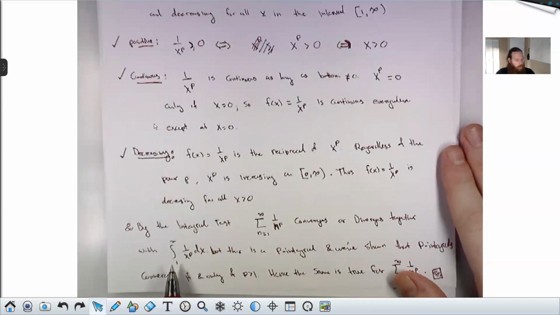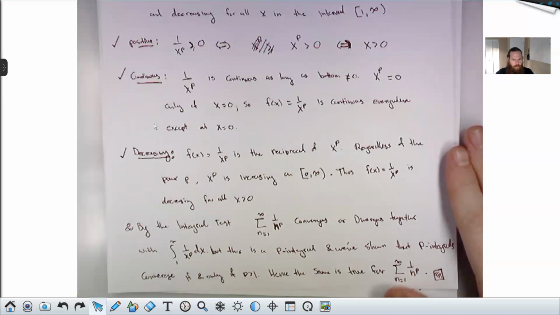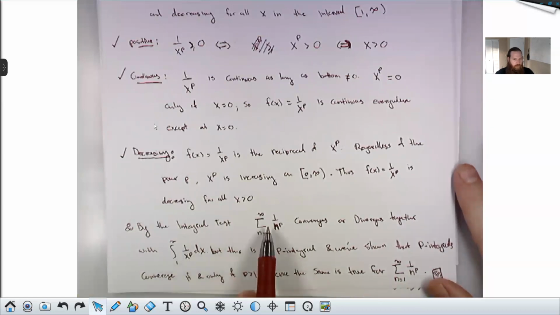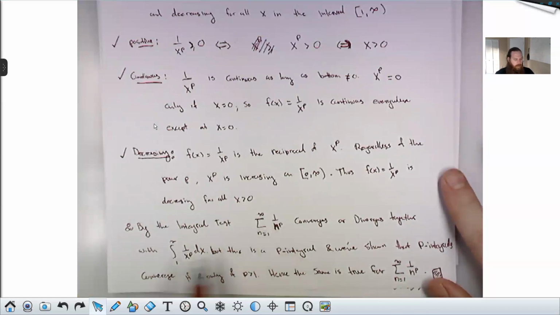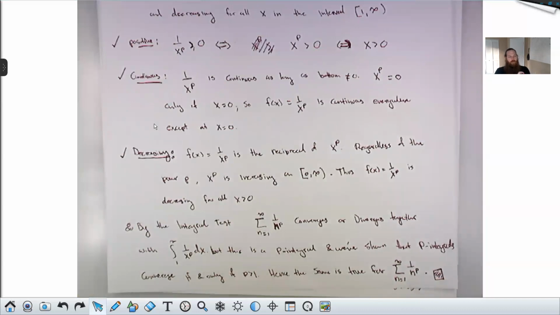Okay. But p integrals converge if and only if p is bigger than 1. Therefore, since this integral and this series do the same thing, and this integral converges if p is bigger than 1, diverges if p is less than or equal to 1, this series must converge if p is bigger than 1 and diverge if p is less than or equal to 1.